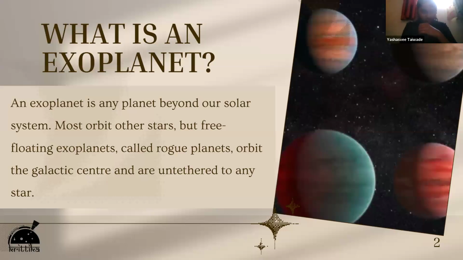So first, what is an exoplanet? An exoplanet is any planet which is beyond our solar system. Most of them orbit other stars, but there are some which are free floating, and they are termed rogue planets. These rogue planets basically just orbit the galactic center, and they are not attached to any star, or they don't revolve around any star. A basic explanation for exoplanets.